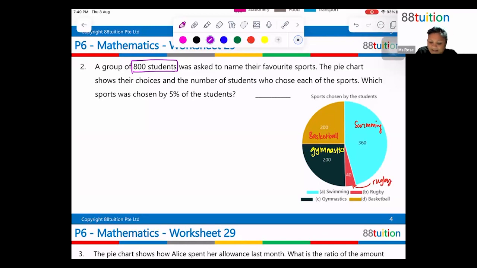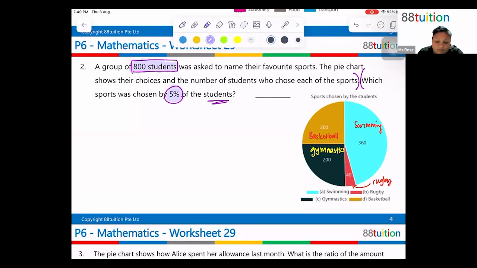Okay, Brian. Now, there are 800 students. The pie chart shows the choices and the number of students who chose each of the sports. So which sport was chosen by 5% of the students? You have a total of 800. They tell you it's 800. 5% of the students chose a sport.